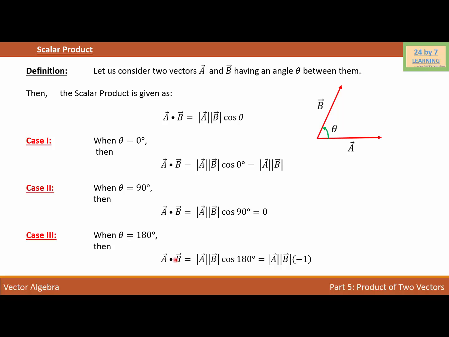Then vector A dot vector B is equal to magnitude of vector A times magnitude of vector B times cosine 180 degrees, and cosine 180 is -1. So we will write magnitude of vector A times magnitude of vector B times -1. And when we multiply by a negative number, we will get a negative times magnitude of vector A times magnitude of vector B. So the dot product of vector A and vector B is equal to negative magnitude of vector A times magnitude of vector B when the vectors are opposite to each other.